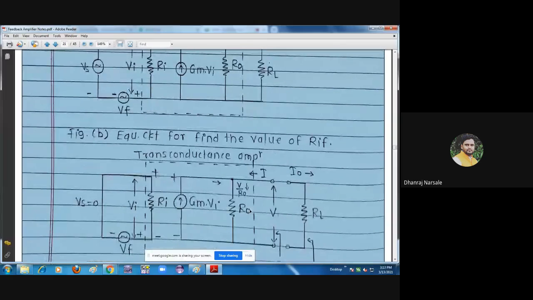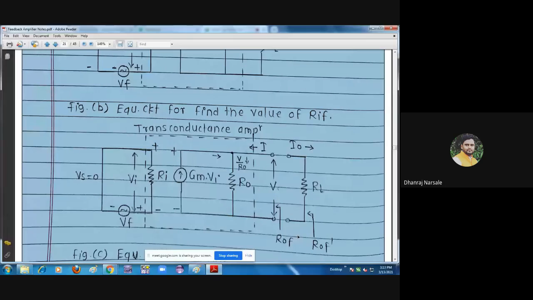Then figure C is the equivalent circuit to find the output resistance ROF of the current series feedback amplifier. Here, to find the output resistance of the feedback amplifier, we have to short the voltage source VS. Short means VS is equal to 0. So by making VS equal to 0 and disconnecting the load resistance RL, looking into the output terminals, we have to measure the output resistance ROF. Here we have disconnected the load resistance RL, and if you look into this point, then the output resistance will be ROF dash.